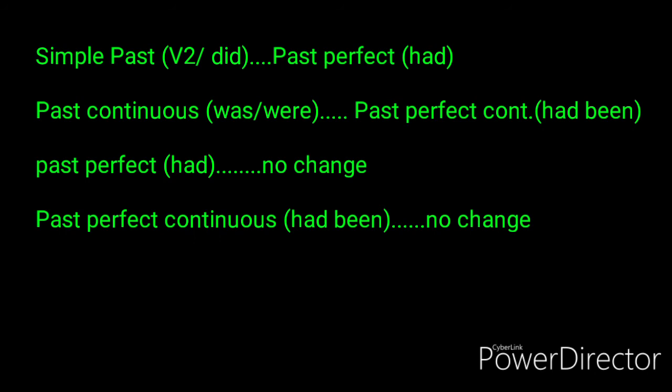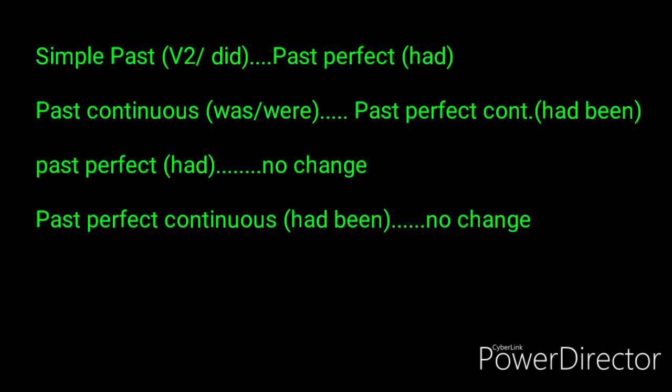In simple past tense, we use second form in affirmative sentences of simple past tense and did in negative and interrogative sentences of simple past tense. So simple past tense is changed into past perfect tense. Means if there is simple past tense, we change that into past perfect. Second form is changed into had. Did is changed into had.